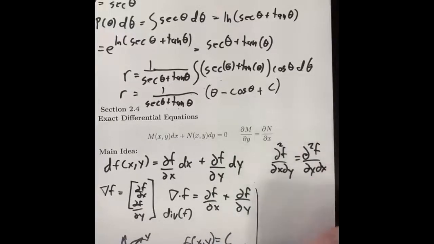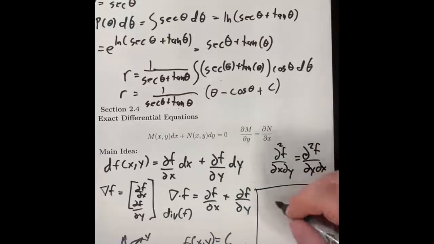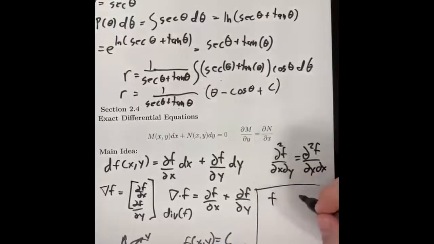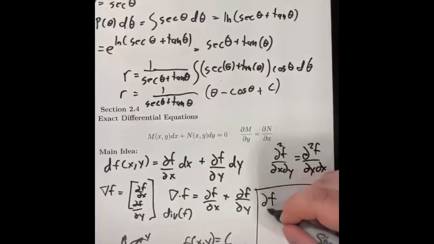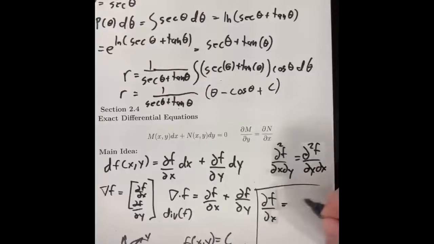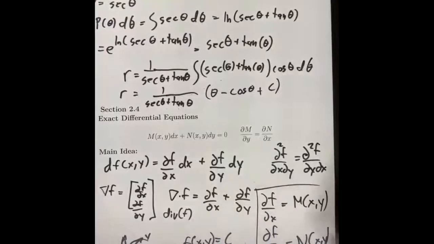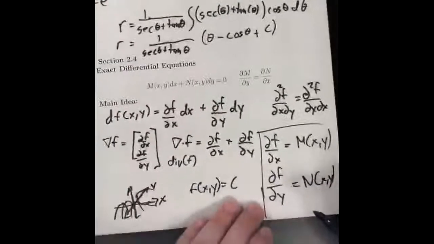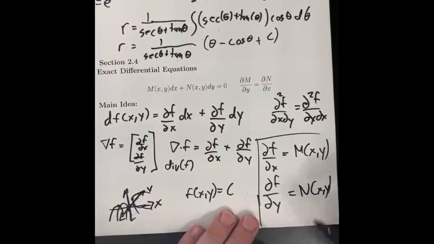And then we're going to end up solving two other equations. We're trying to find f. And so we know two things. We know partial f, partial x is going to be equal to m, and partial f, partial y equals n. Okay, so we have two equations, and we can use these two equations to find f. That's the goal for exact differential equations.